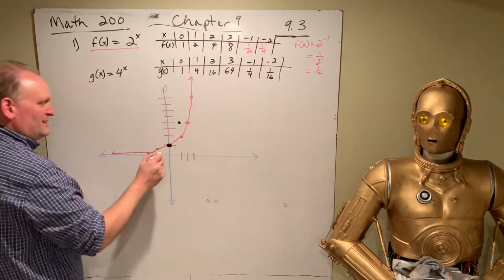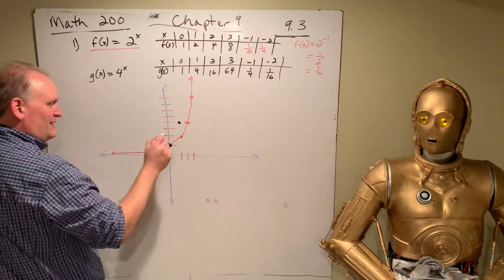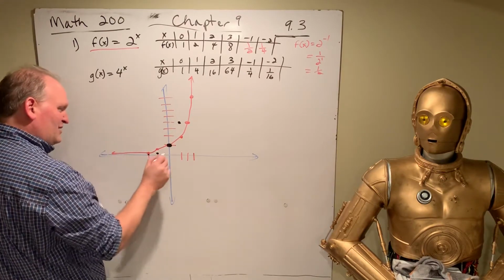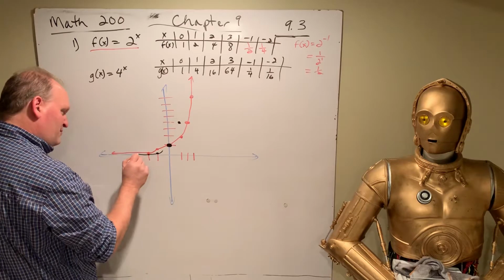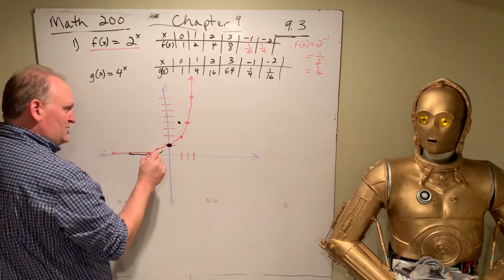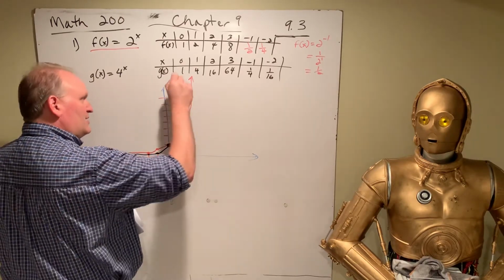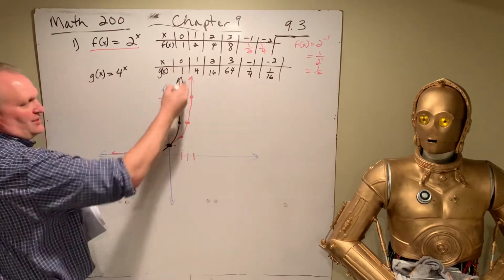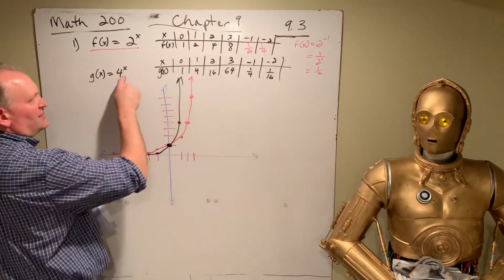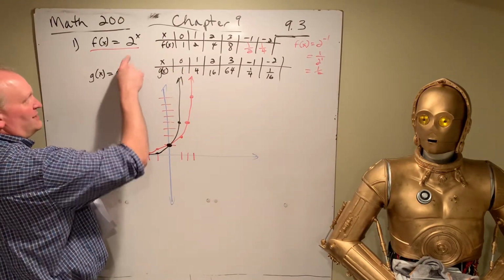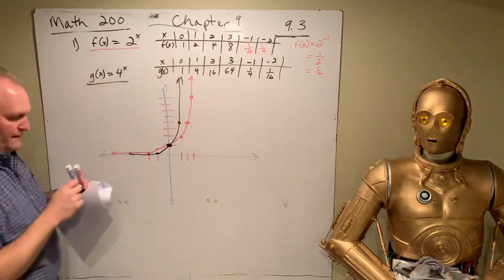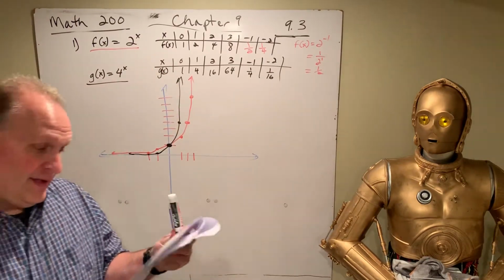Let's do the little ones. It's 1/4 right away, and then 1/16. That's even closer. So this again is approaching the x-axis, but it'll never touch it. And it's going up steeper. So both of these are exponential growth. It's just with the base at 4 instead of 2, it's much steeper.